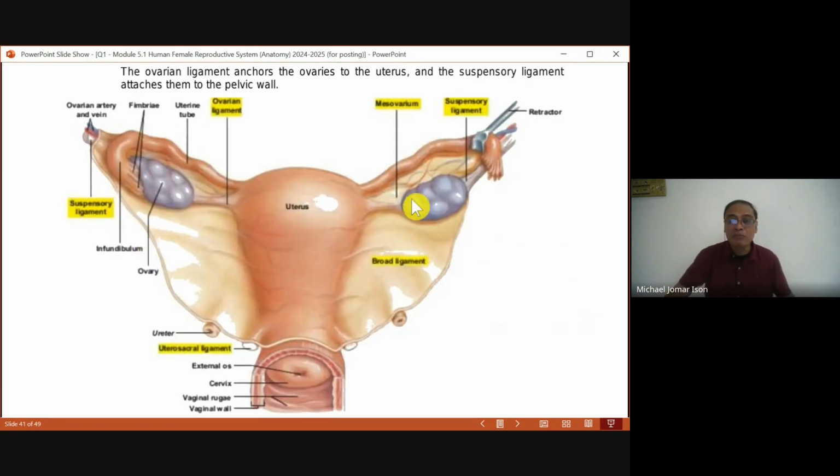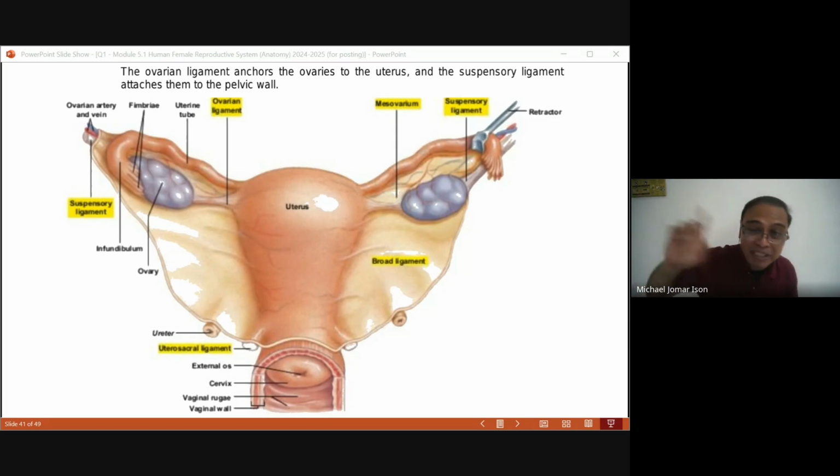Now, this would be the identification of the part. As we mentioned a while ago, this is the ovary. Please remember one important fact: the ovary is physically separated. There is a physical separation between the ovary and the fallopian tubes.